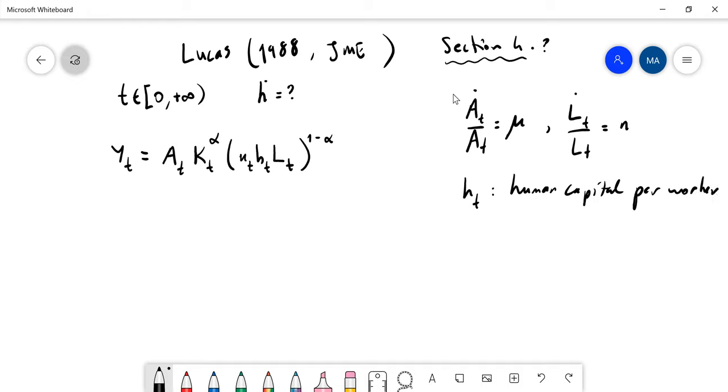Okay, H is human capital per worker, and u, which is between 0 and 1, is a choice variable. So u is basically the time endowment spent on working. I have L workers, each with H level of human capital. If they work, let's say, 8 hours per day, they can supply these effective units of labor. So that's pretty simple.